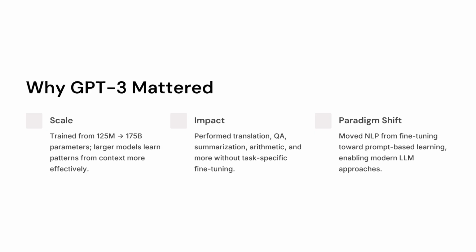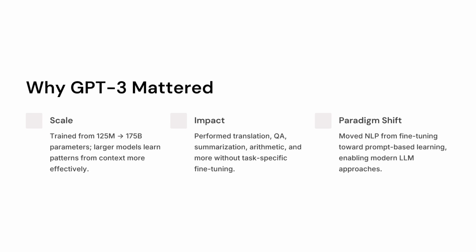So the paper basically evaluated GPT-3 models ranging from 125 million to 175 billion parameters, and researchers observed that as models became larger, their ability to learn patterns directly from prompts improved significantly. As a result, GPT-3 was able to perform tasks such as translation, summarization, and many others without task-specific fine-tuning. This marked a major paradigm shift in NLP. Researchers started moving away from the idea that every task required fine tuning and began exploring prompt based learning instead. And from this idea emerged prompting settings such as zero shot prompting and few shot prompting.